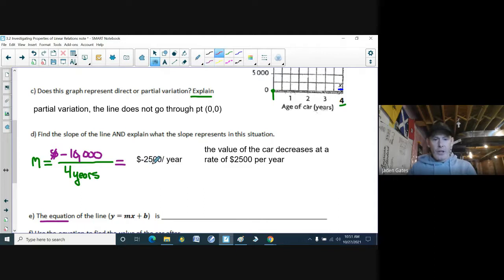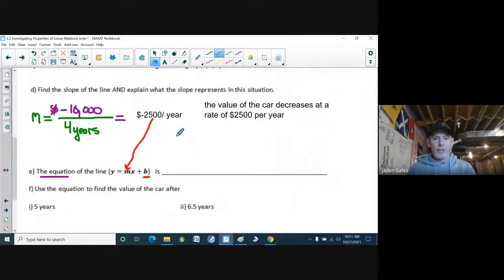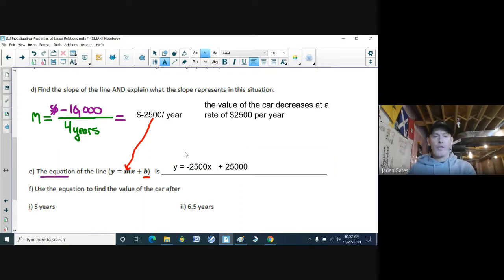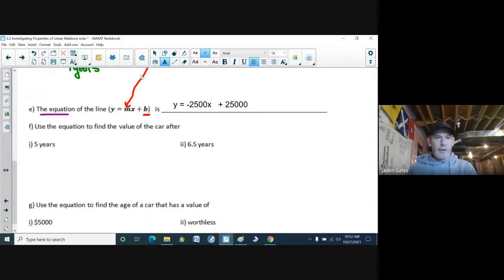And again, here's our slope. There's our m value right there. Our y-intercept, b value, let's see here, we go up. The y-intercept is 25,000. So the equation of this line is going to be y equals slope is minus 2,500. We put an x there. And then our y-intercept, which was positive 25,000. There's the equation of our line. Now, let's see here. F. We found the equation. Now we're going to use it.